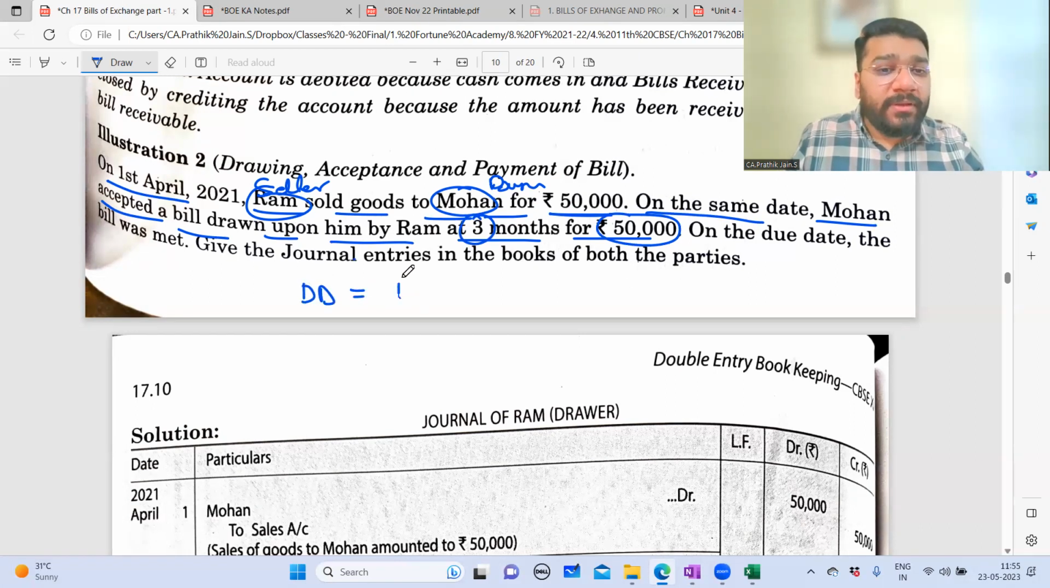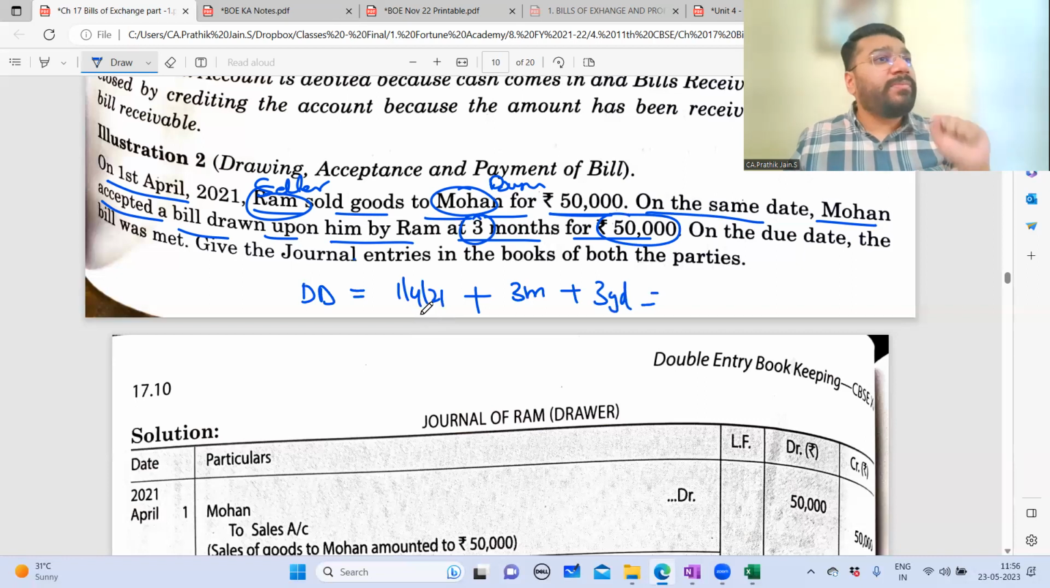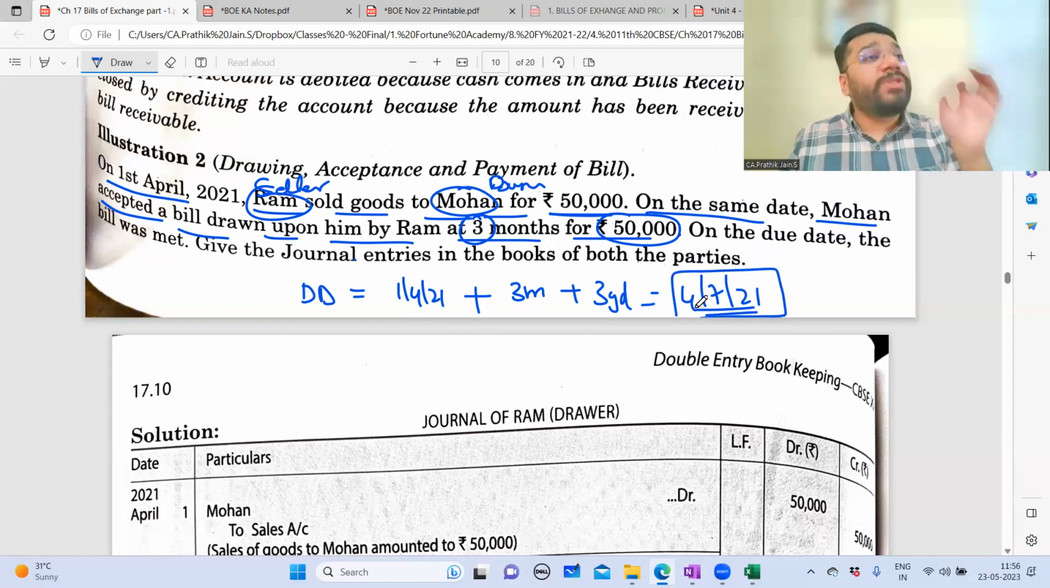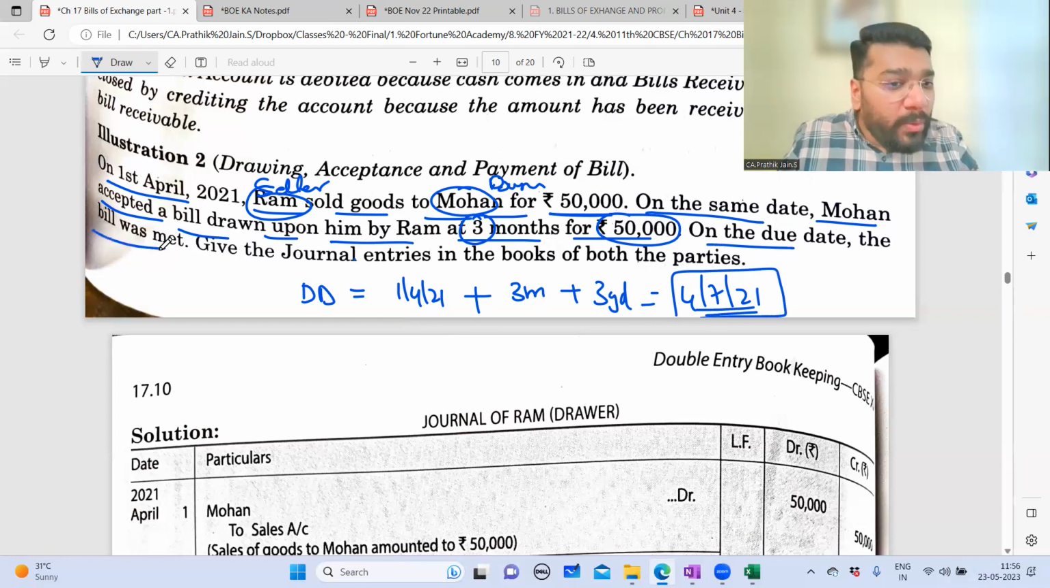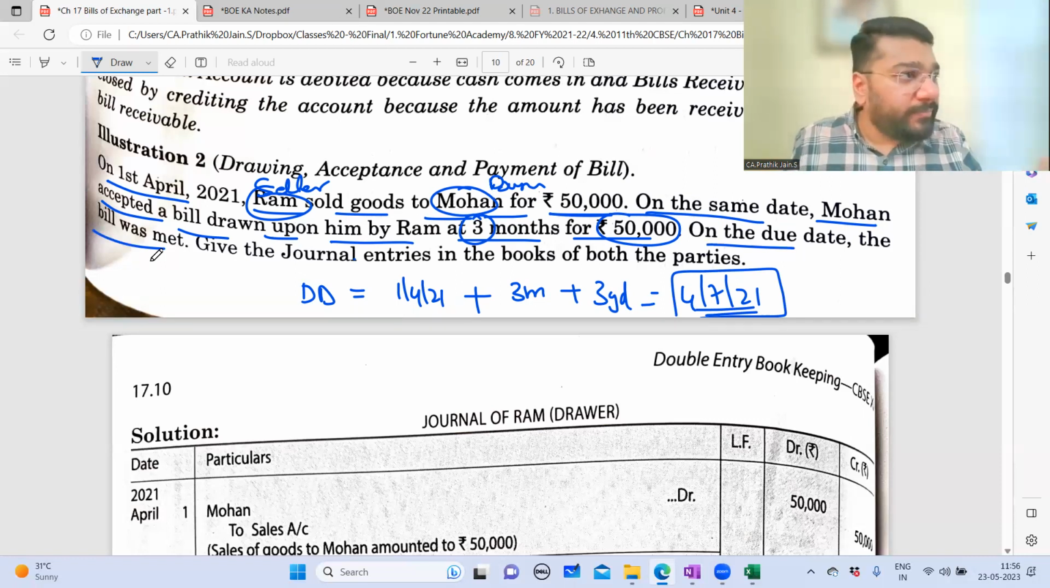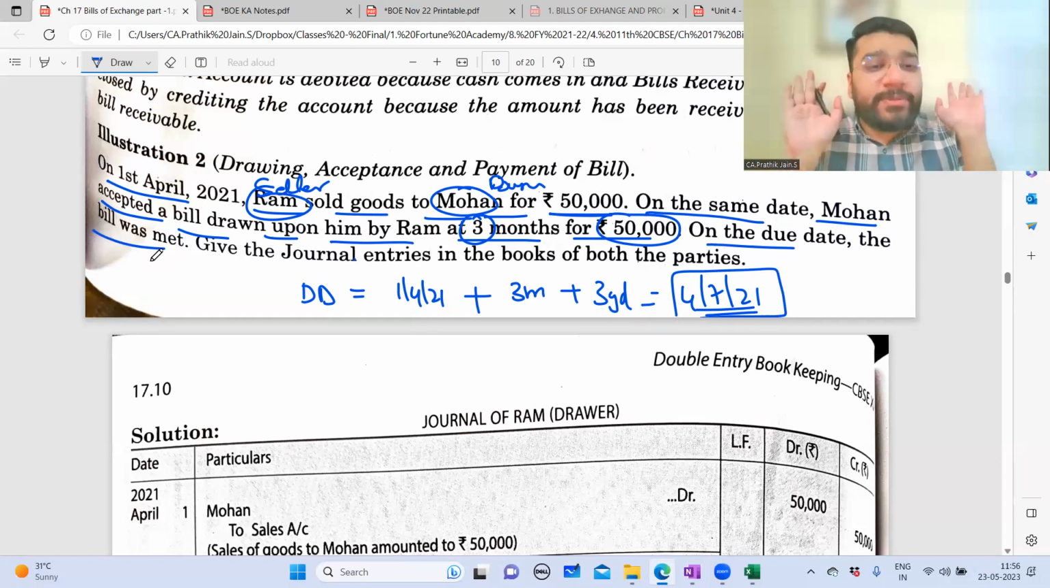Issue date is 1/4/2021 plus credit period is 3 months plus 3 grace days. So April, May, June, July. So July 1st plus 3 grace days is 4th of July 2021, which means till 4th of July 2021, Ram is holding the bill with himself, and on the due date, the bill was met, which means on the due date, Ram is handing over the bill to Mohan, and Mohan is in return making the payment. There is no problem. Everything has gone very smoothly.